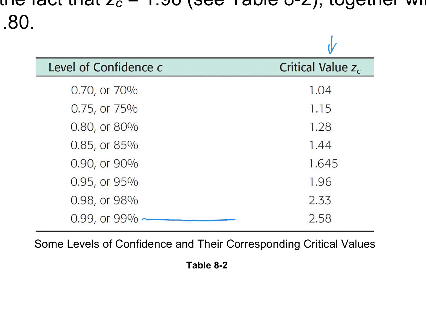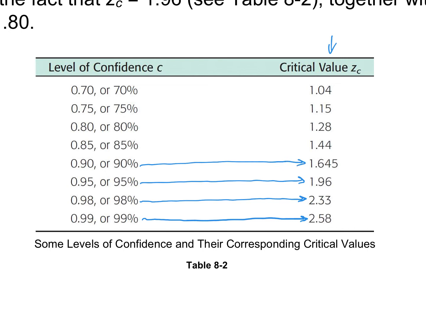99%, the one that we found, this is your memorization, 2.58. 98%, your memorization is 2.33. For 95%, your memorization is 1.96. For 90%, it is 1.645. 85% is 1.44. 80% is 1.28. These other two are not really used, but if you memorize them, it won't hurt you.